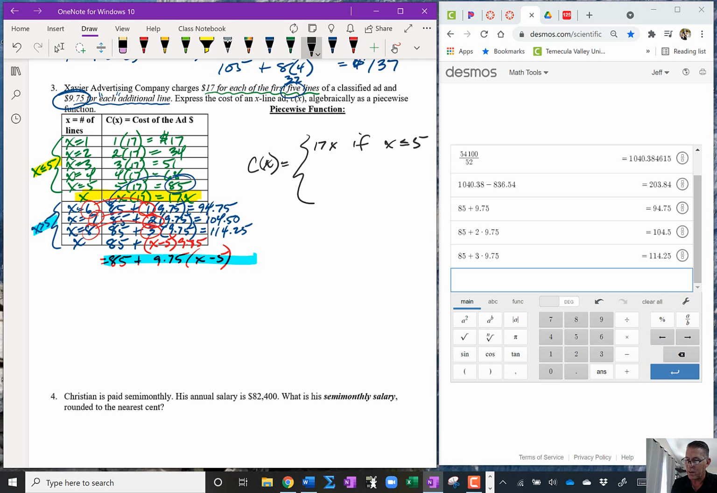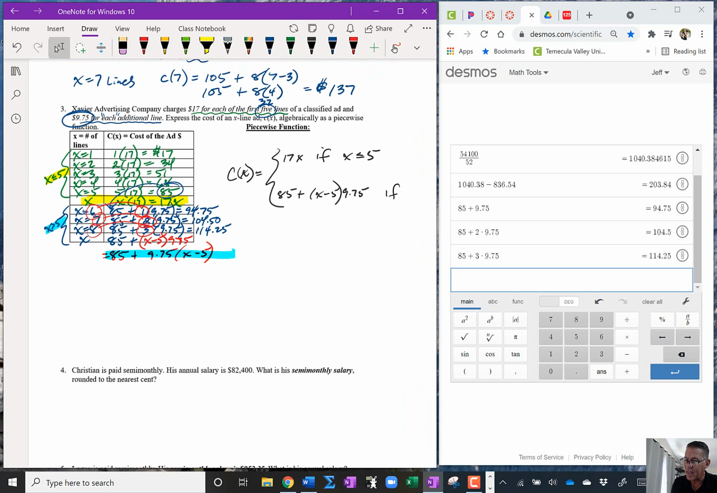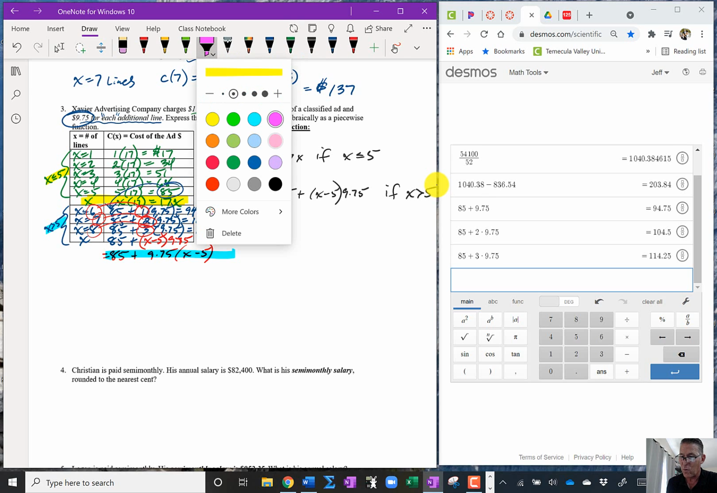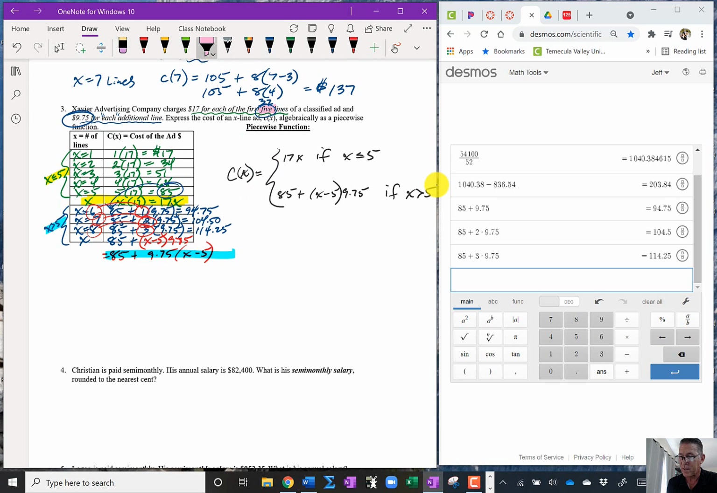All right, 5 is the break point, okay? Then it's equal to $85 plus whatever x minus 5 is times the additional cost of $9.75. That's if x is greater than 5. All right, so 5 is the key number here, the break point when things change. Notice that. So developing the table here helps you figure out what the function is, because things change after a certain amount. In this case, after 5, things change because you have to pay less for each additional line.